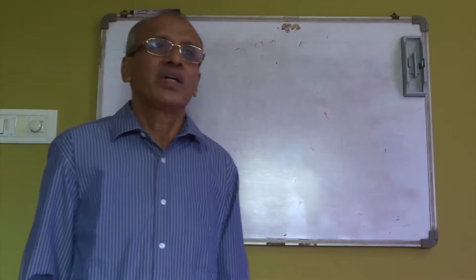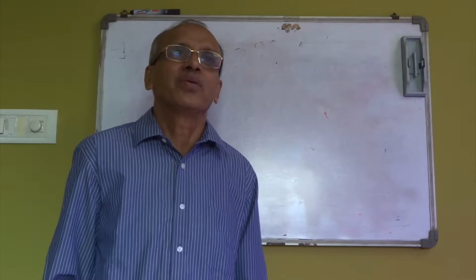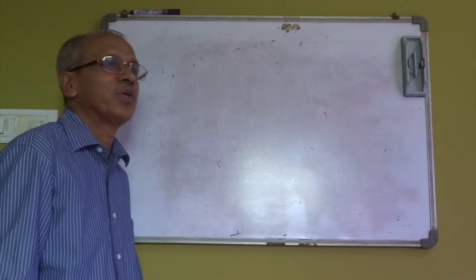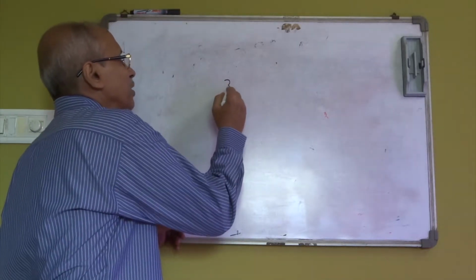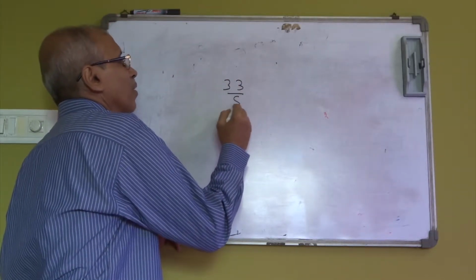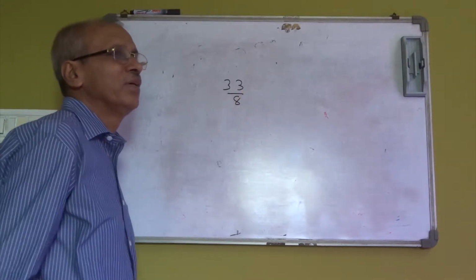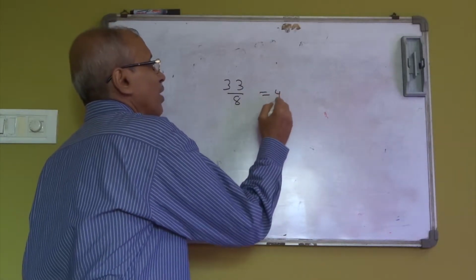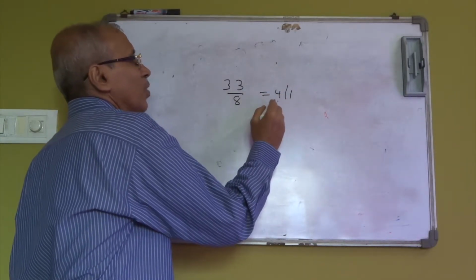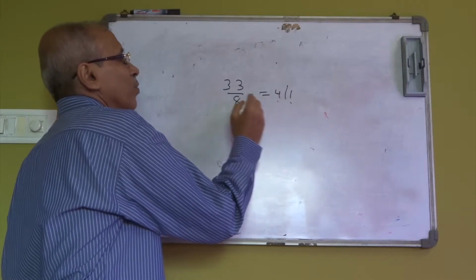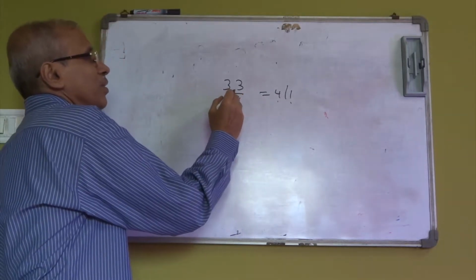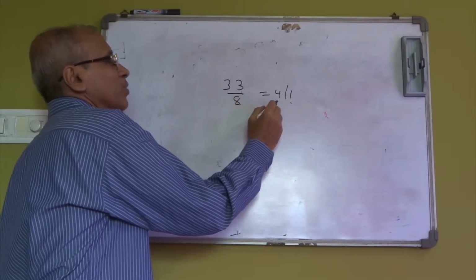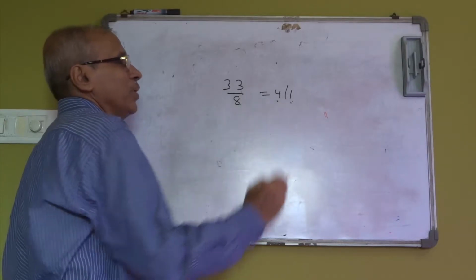Now before we start, let us just recall what we have learned in our school days, because we are going to use those terminologies very often. 33 by 8. 33 is called the dividend, 8 is called the divisor. You get the answer 4 and the remainder 1. This 4 is called the quotient. Once again, 33 is the dividend, 8 is the divisor, the answer you get is the quotient, and whatever is remaining is the remainder.